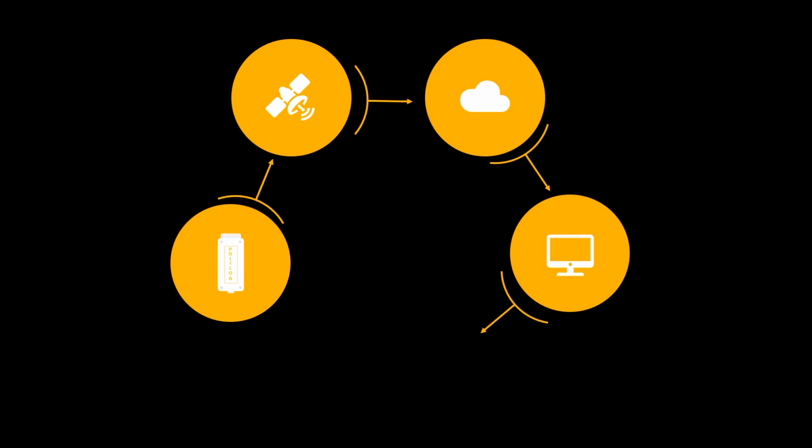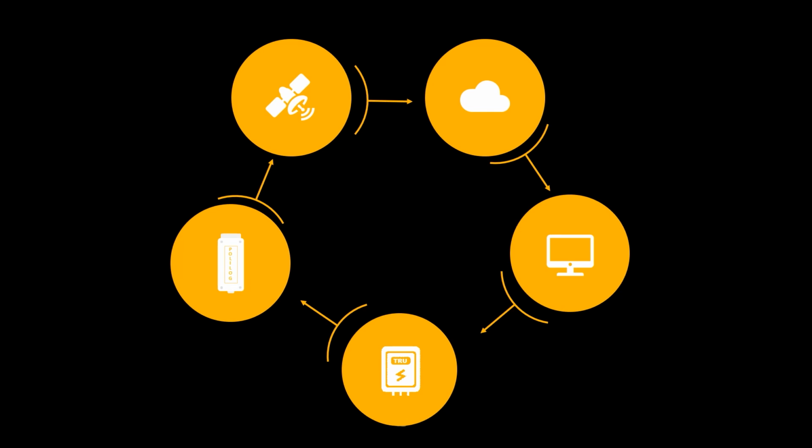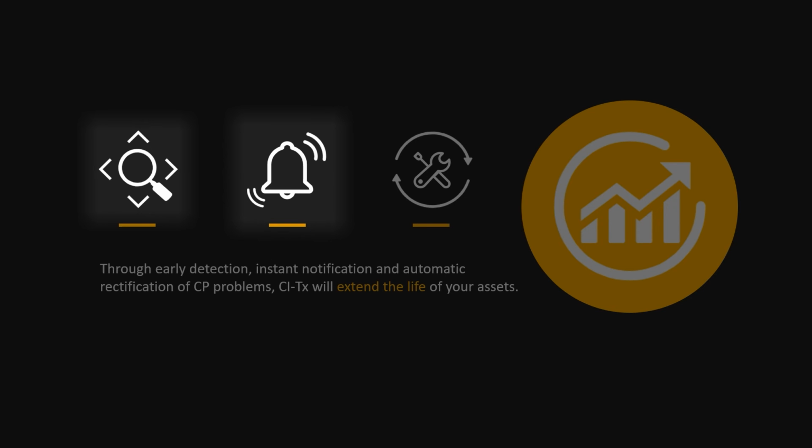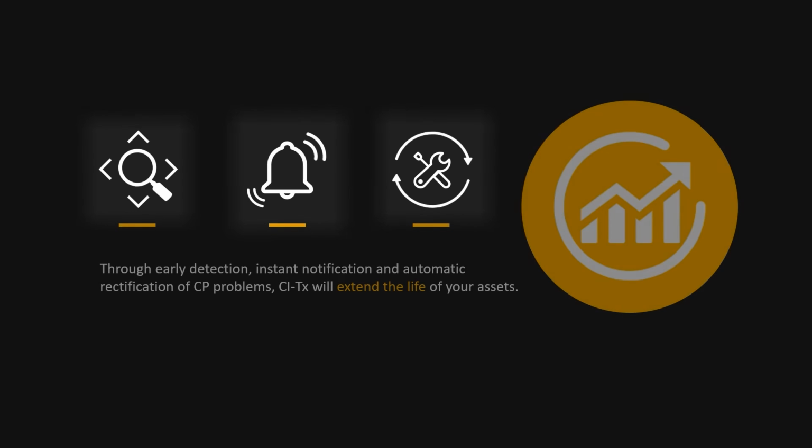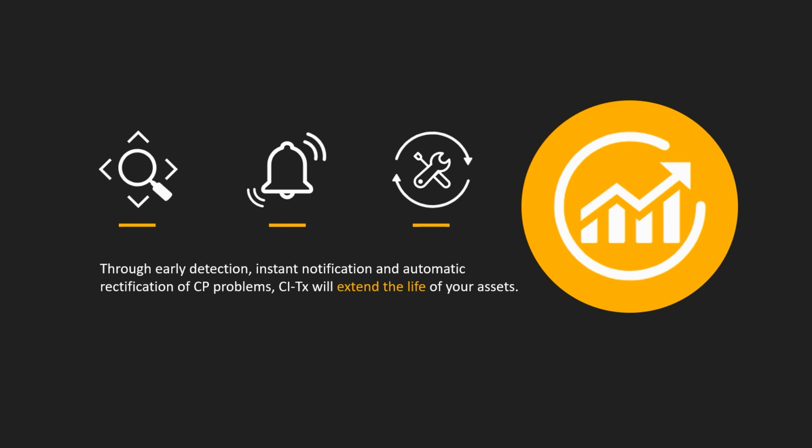Finally, our TrueLink controllers allow closed-loop feedback control of your TRU, enabling accurate and optimized control of the entire pipeline, not just a discrete point adjacent the TRU. By closing the control loop with the TrueLink, Sciteex Central becomes significantly more effective. Not only does it monitor your data, but it can now ensure that your CP system is always operating optimally. It can rectify many issues automatically and automate manual and repetitive tasks. Through early detection, instant notification, and automatic rectification of CP problems, Sciteex Central will extend the life of your asset.